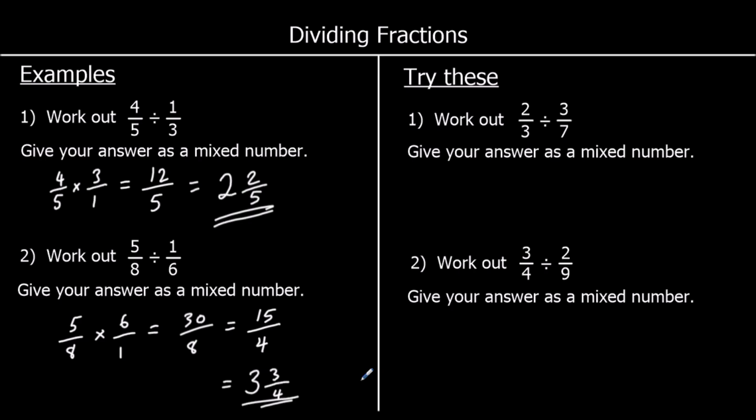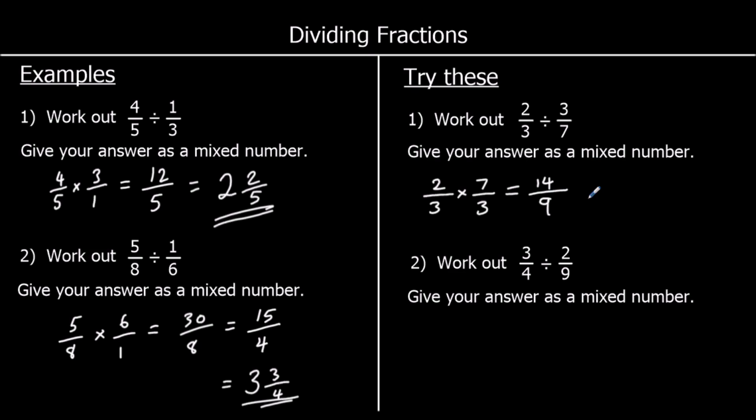Work out 2/3 divided by 3/7. So dividing by 3/7 is the same as timesing by 7/3. And then we times the top and times the bottom. So 2 7s are 14. 3 3s are 9. So we've got 14/9.